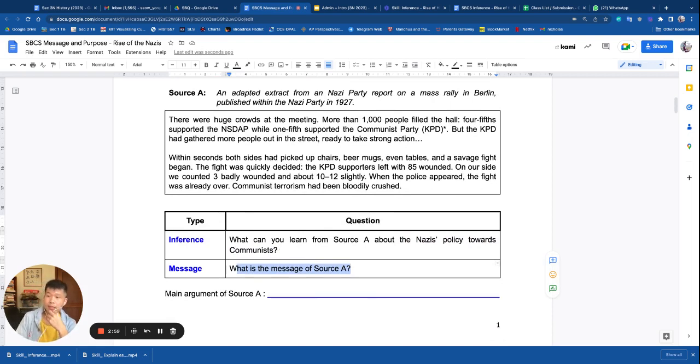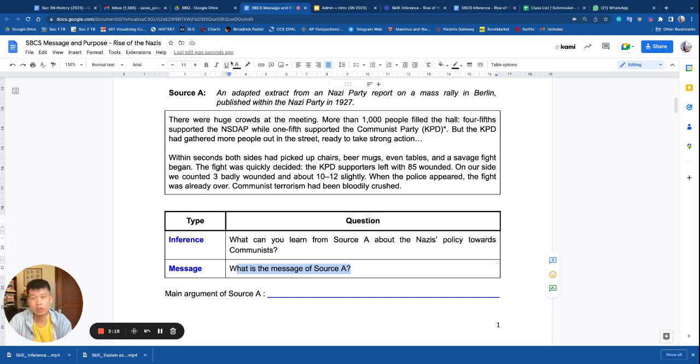So I invite you to look at source A. You'll notice that it's exactly the same source that we tackled in the inference lesson, because I want to show you how we can use the same sources, but we can ask different questions. I want to use familiar sources so that we are not caught up on the source, but rather we polish and practice this new skill of message.